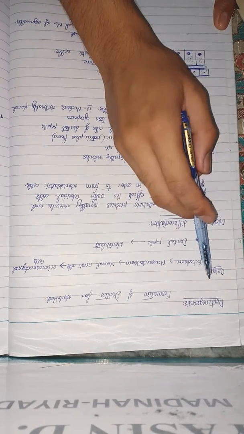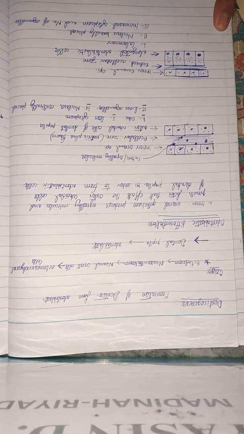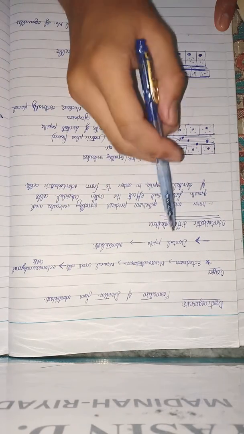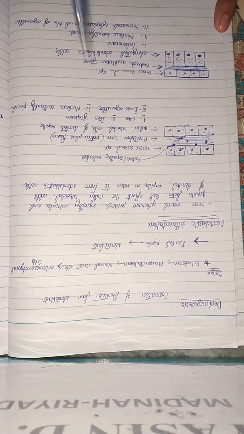Now we're going to explain dentinogenesis. Dentinogenesis means formation of dentin from odontoblasts. Okay, now we will see where the odontoblasts arise.